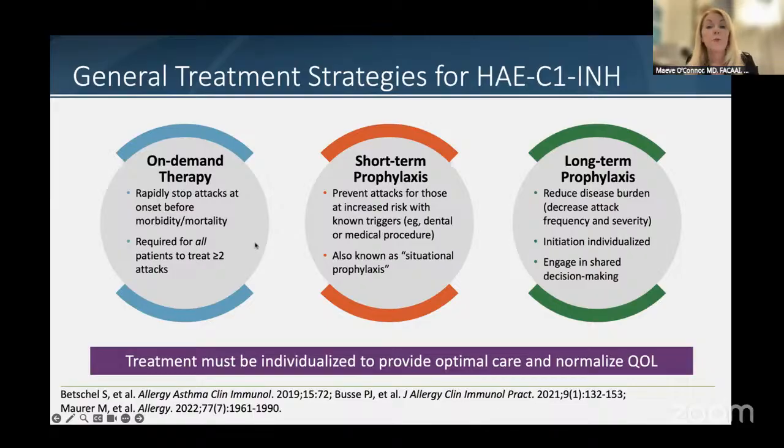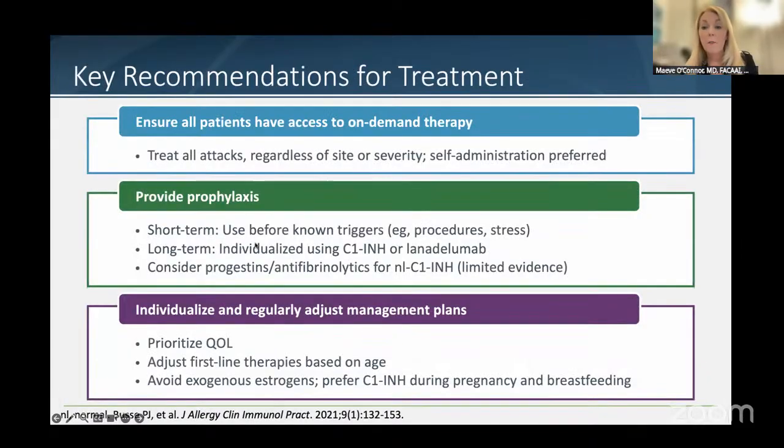Long-term prophylaxis is to reduce disease burden long-term, decreasing attack frequency and severity chronically. This is individualized when this is initiated and which treatment is initiated. And again, shared decision-making for all of this is very important, again, for the patient as well as the caregiver. And honestly, it needs to be individualized. This way, each patient has optimal care for them and their own individual quality of life is normalized. There really isn't a one-size-fits-all.